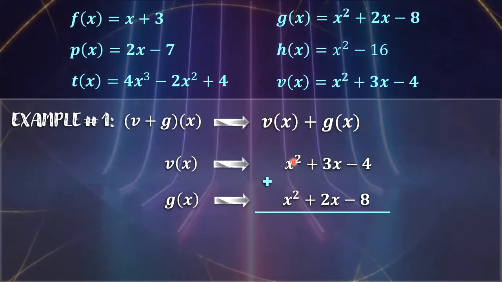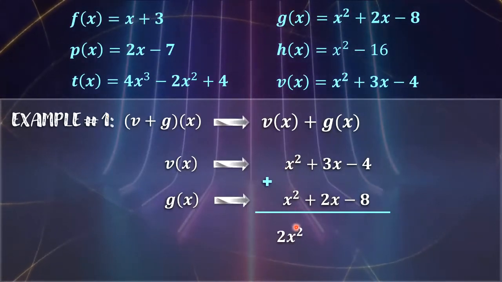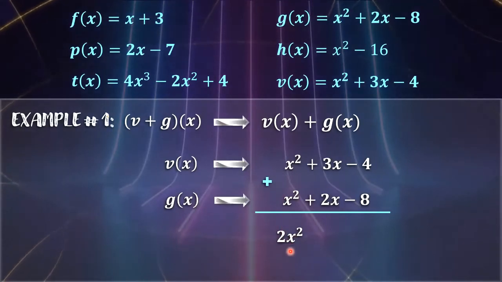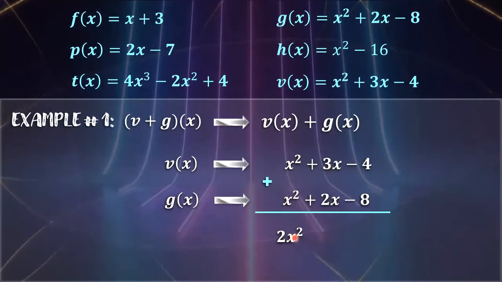Now, combine the first terms, x squared and x squared. Add the coefficients. 1 plus 1 is 2. Copy their common variable, which is x squared. So the result is 2x squared.